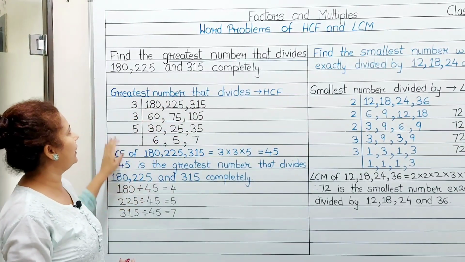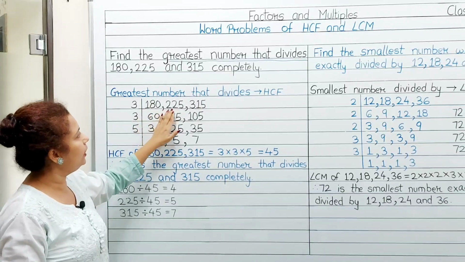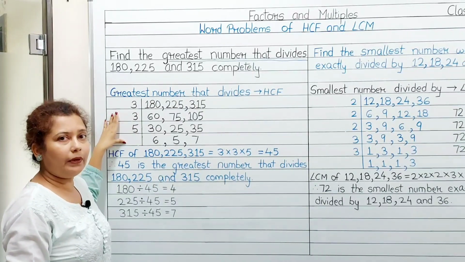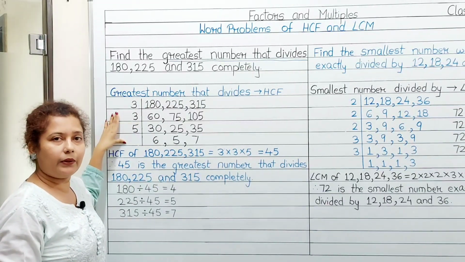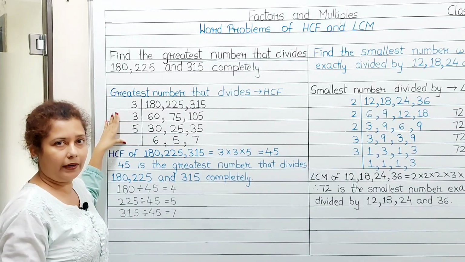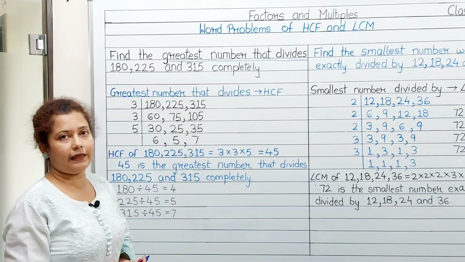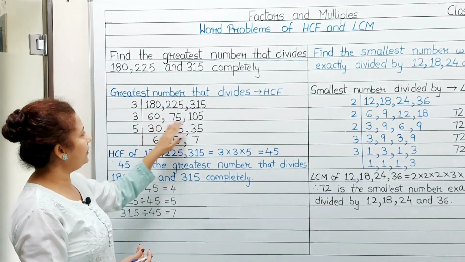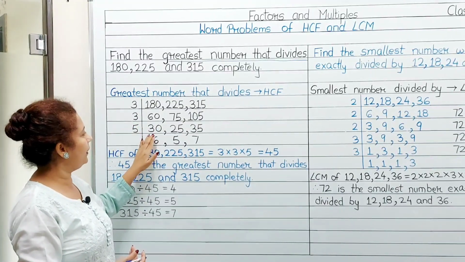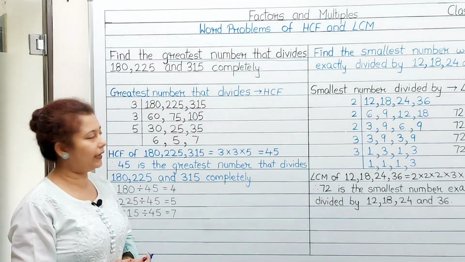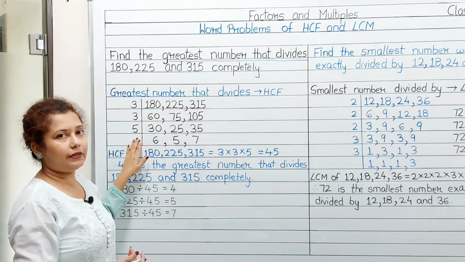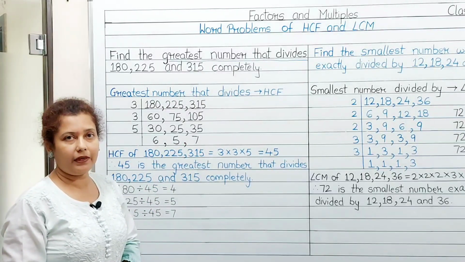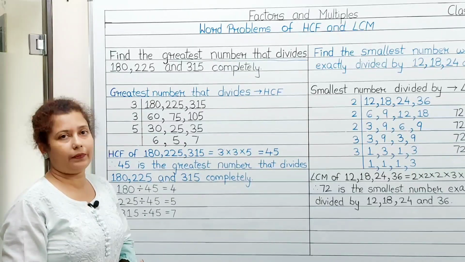And the three numbers which are given to us are 180, 225 and 315. I am using the common division method. To solve this, you can use any method to find HCF or LCM. 3 can divide all these three numbers and we get 60, 75 and 105. These are again divisible by 3, so we get 20, 25 and 35. These three numbers are divisible by 5 and we get 4, 5 and 7. 4, 5 and 7 are not divisible by any common prime number.